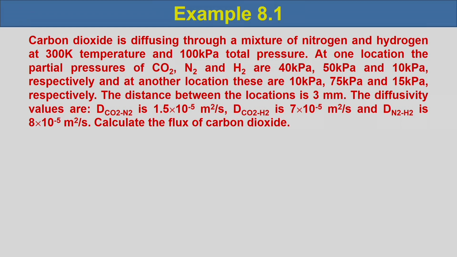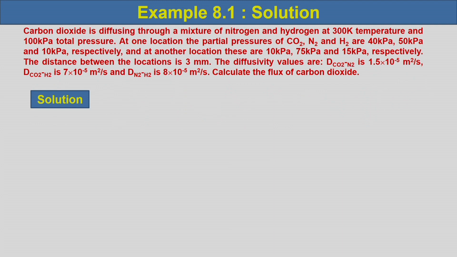Since this is an example of a multi-component system, we have to use the equation to calculate the mixture diffusivity, and then we can calculate the flux. So, the flux equation which we have derived, for carbon dioxide, is N_CO2 equal to C into D_CO2,mixture divided by L into ln of (1 minus Y_CO2 at L) divided by (1 minus Y_CO2 at 0).